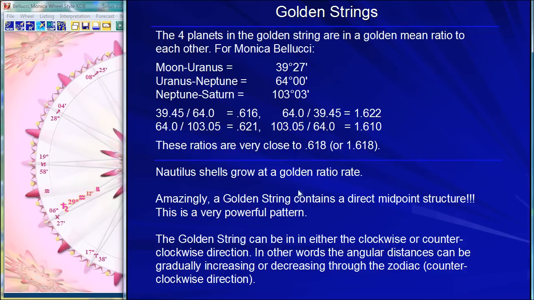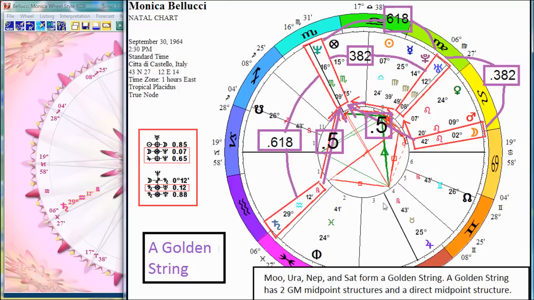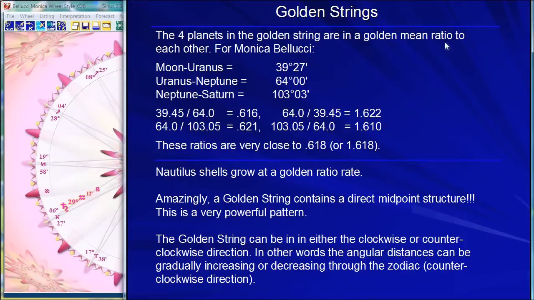And again, it can be in either clockwise or counterclockwise direction. So in her case, the angular distances are getting larger in the counterclockwise. It could also be in the clockwise direction. Either way, you're going to get a golden string.